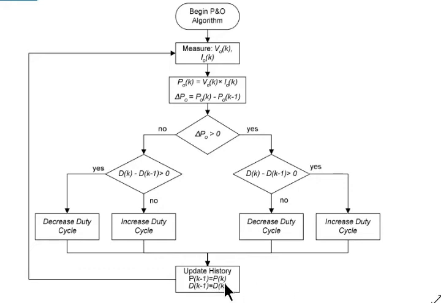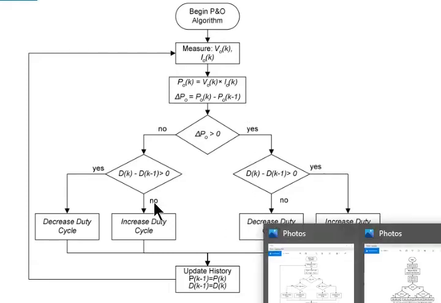Then update the history: load the present power and duty cycle into the previous values, and again take a fresh V and I and calculate P, and so on. It will continue until the simulation ends. So this is the perturb and observe simulation algorithm to find the maximum power point tracking of a PV module with the buck boost configuration.